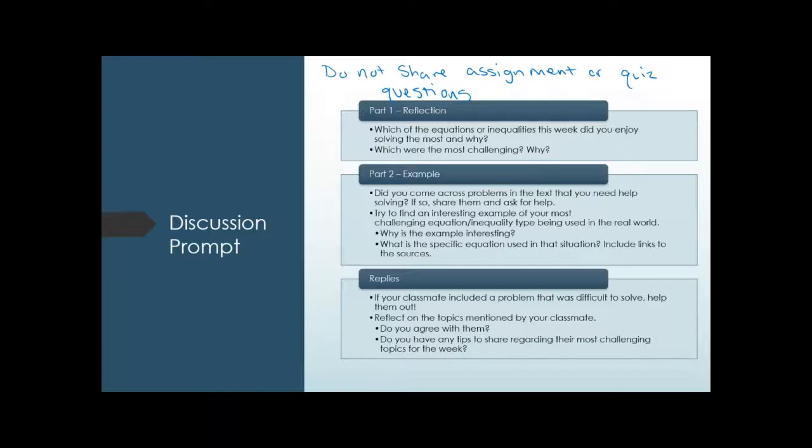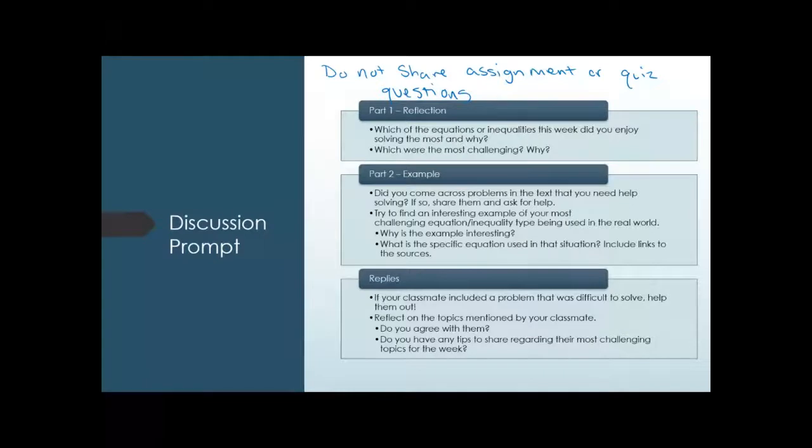If there aren't any problems like that you need help on, then you could try to find an example of your most challenging equation or inequality type being used in the real world. So that would require doing some research to say, okay, I really struggle on quadratic equations. Where are they used in the real world? Here's an example. So if you're going to do that part, you want to make sure that you say why it's interesting, and then you give the specific equation that is used in the situation, like actually write down the equation, what it looks like, and then of course include any sources that you used.